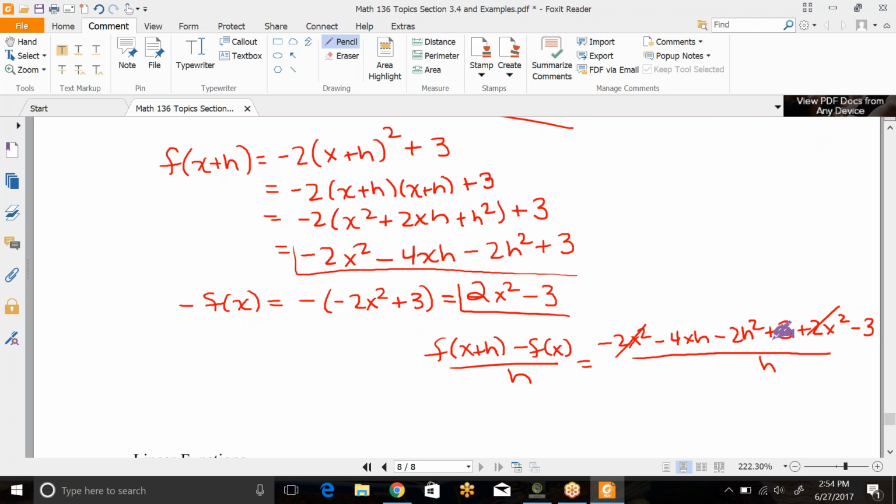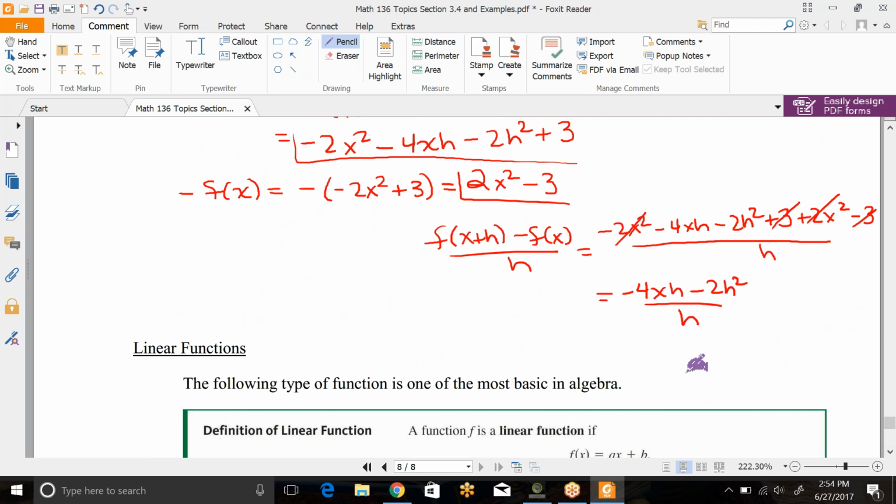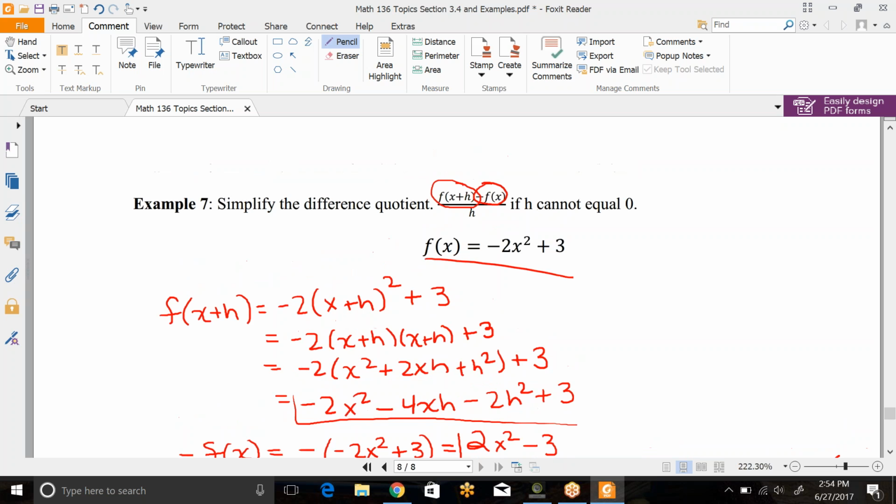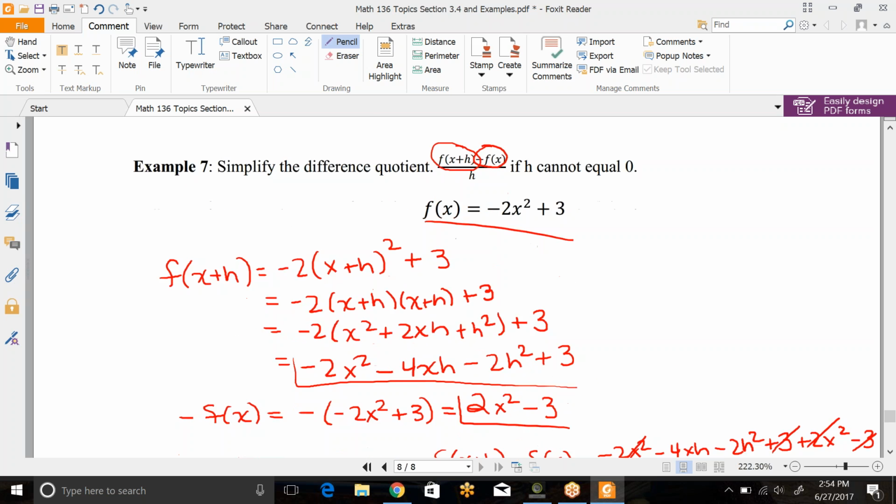The 2x squareds cancel, the 3's cancel. You get negative 4xh minus 2h squared over h, and you should have h's that reduce out of each part. Excuse me, that's not a plus, it's a minus. Minus 2h. And that is it. So same thing we were doing before, except you just have to do the f of x plus h and the negative f of x. And remember, you just pull that out of the formula from the directions.